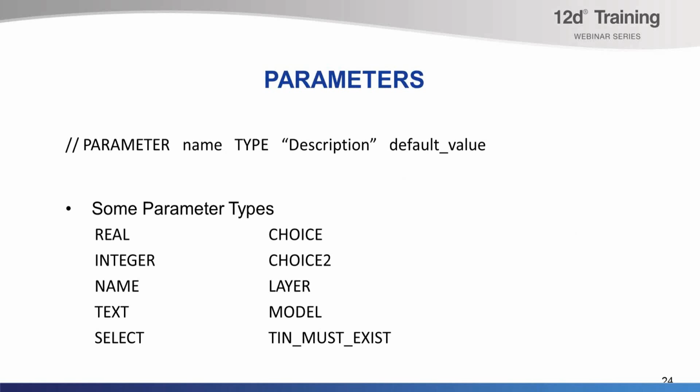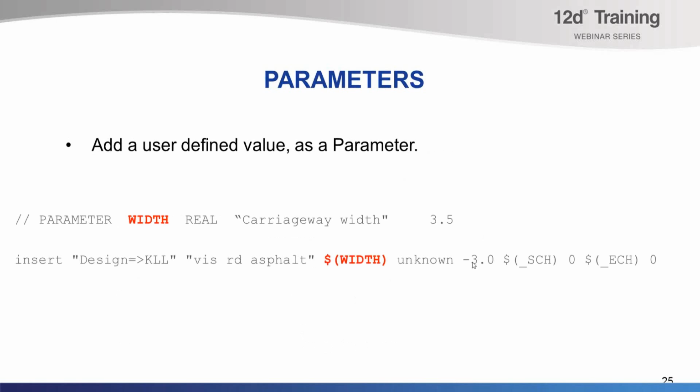We can see here we've got the typical ones. You've got real, integer, name, which is a string name, text, which is just a normal piece of text, select, where we can actually select an existing string. Choice, where we can have yes, no answers. We can select a layer in the MTF, we can select a model, we can check whether a tin exists.